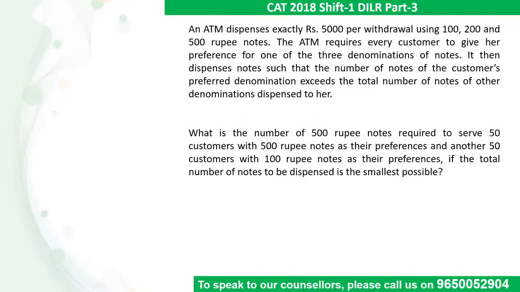What is the number of 500 rupee notes required to serve 50 customers with 500 rupee notes as their preference and another 50 customers with 100 rupee notes as their preferences if the total number of notes to be dispensed is the smallest possible? Okay. So what we have to do in this case is you have to serve 50 customers who have 500 rupee notes as their preference and another 50 customers who have 100 rupee notes as their preference, and total number of notes has to be the smallest possible. Okay.